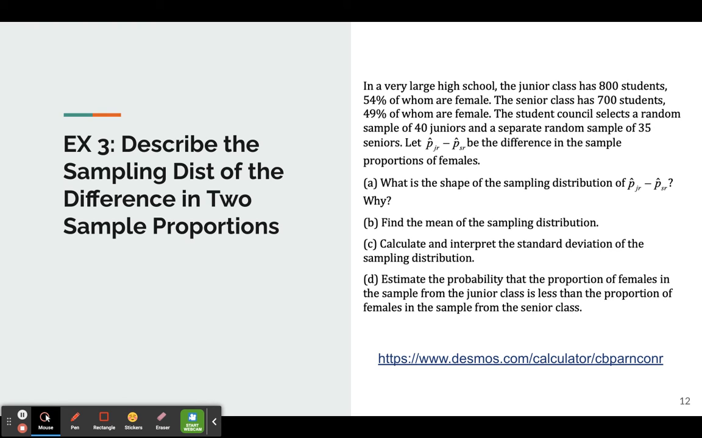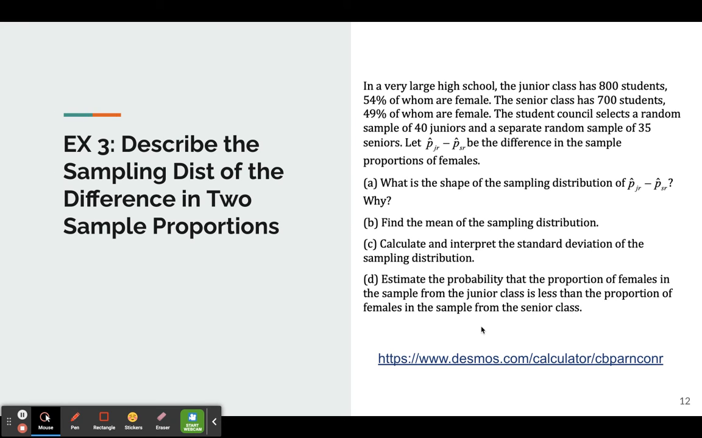We want to find the shape of the sampling distribution of p hat junior minus p hat senior. Why does it have that shape? We also want to find the mean of the sampling distribution of the difference in sample proportions. And we want to estimate the probability that the proportion of all females in the sample from the junior class is less than the proportion of females in the sample from the senior class.